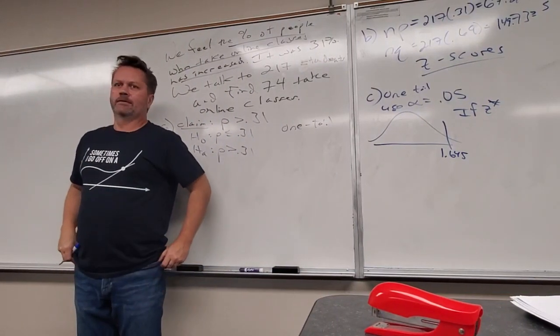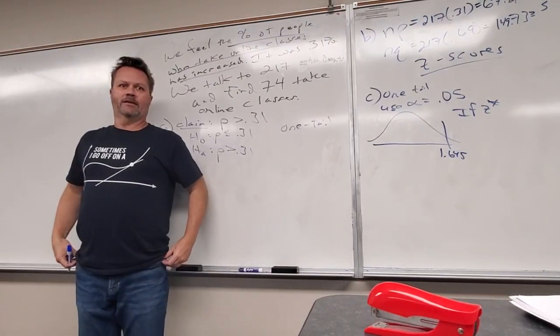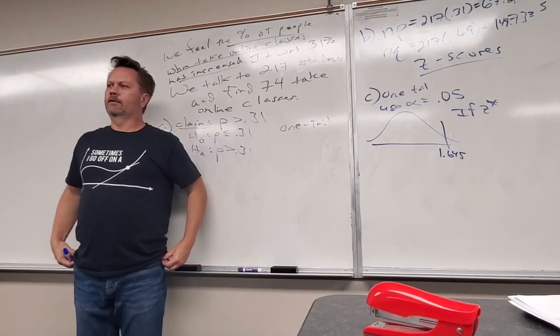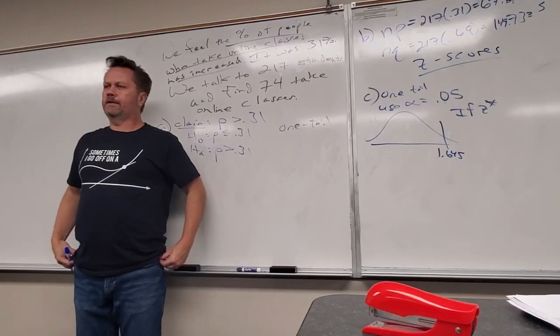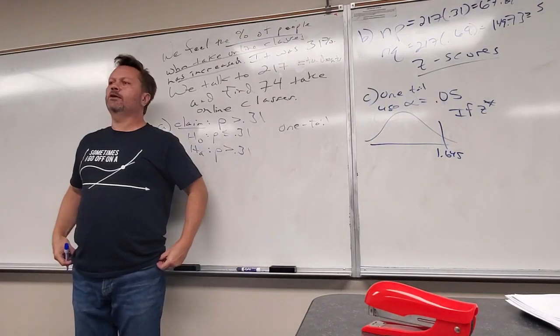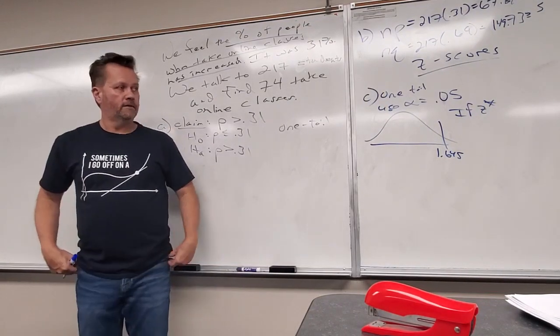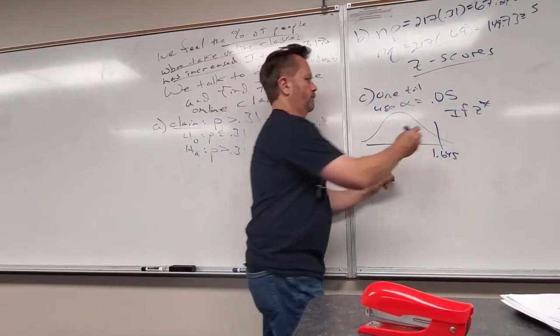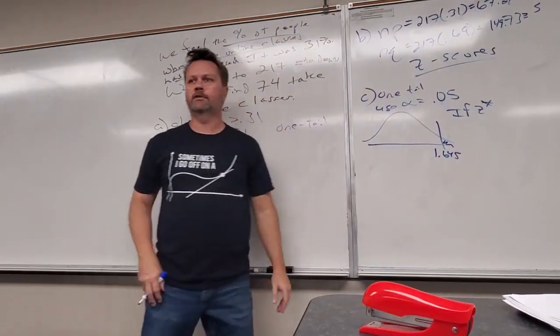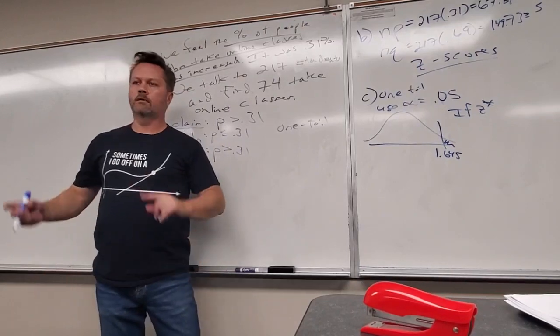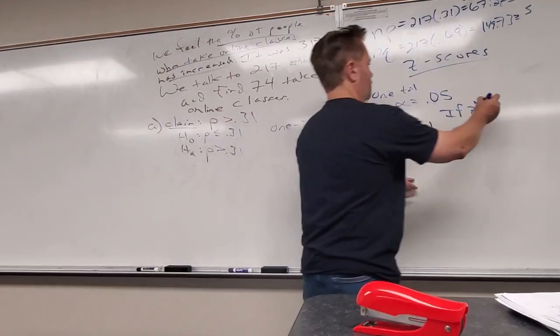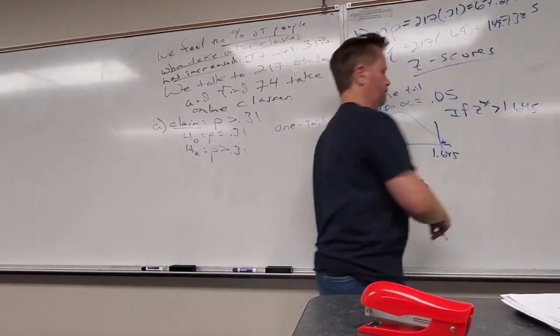I love that question. Z star is purple, then we can go home. No, it's not. Z star is, how do I get in here? That's the rejection region, right? How do I get in there? The Z star is greater than 1.645. What can we do?